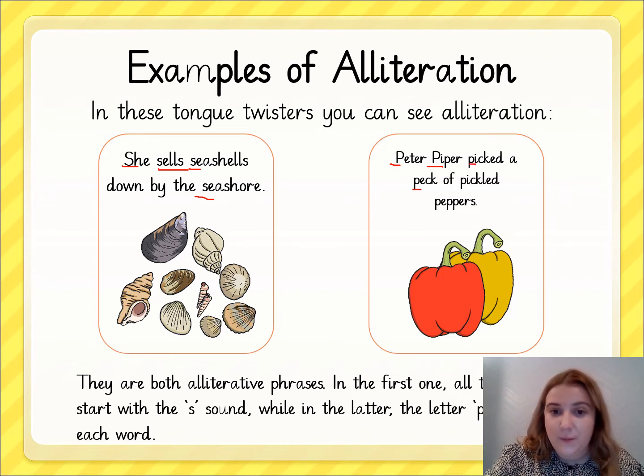They're difficult because the sounds at the start of the words in the sentence are the same. In the first one, they all begin with the S sound. She sells seashells. The second one all begin with the letter P. Peter Piper picked a peck of pickled peppers. They all begin with the letter P. The same sound is used.